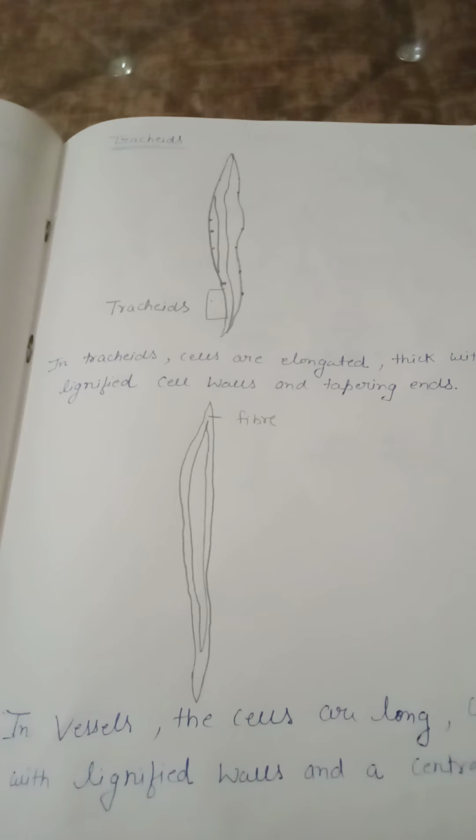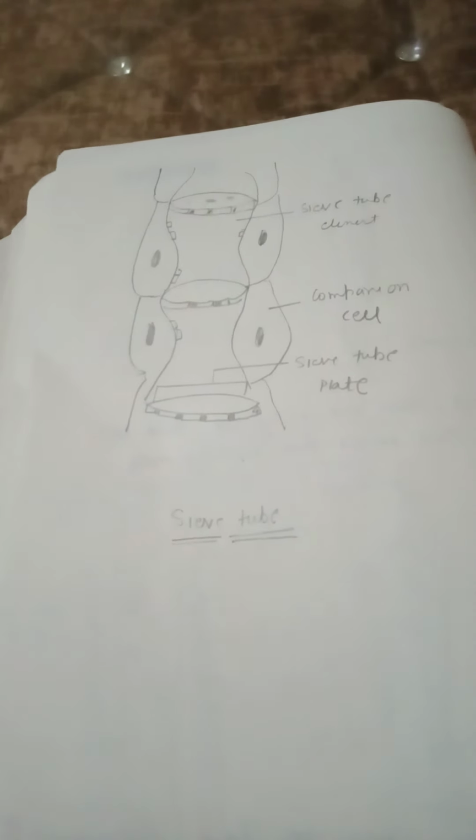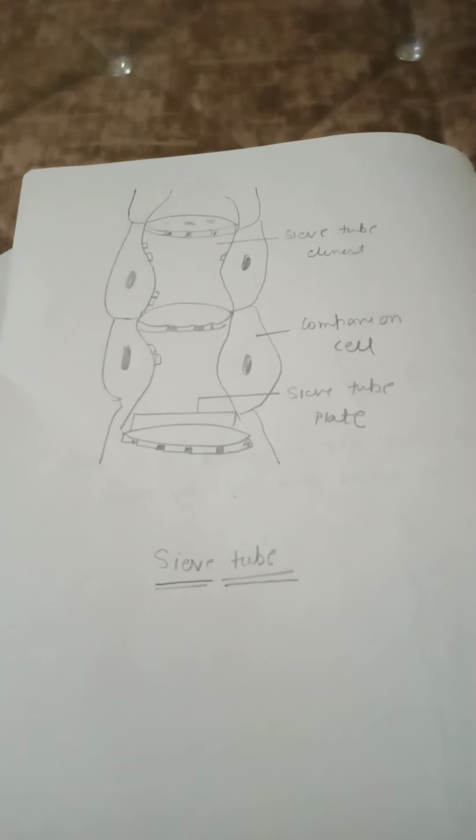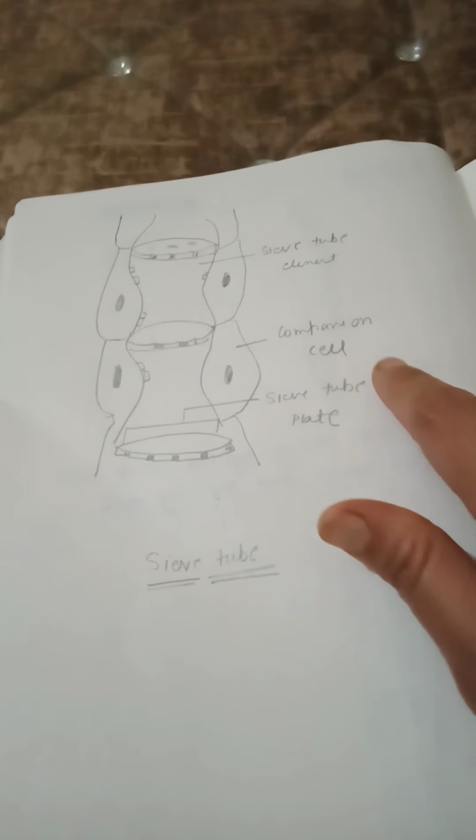Okay. Now we study the components of phloem. Here we have a diagram of sieve tubes. Okay. It is a diagram of a sieve tube. I hope you all see it clearly. This is a sieve tube. Okay. Here this is the sieve tube element, this is the companion cell, and this is the sieve tube plate.